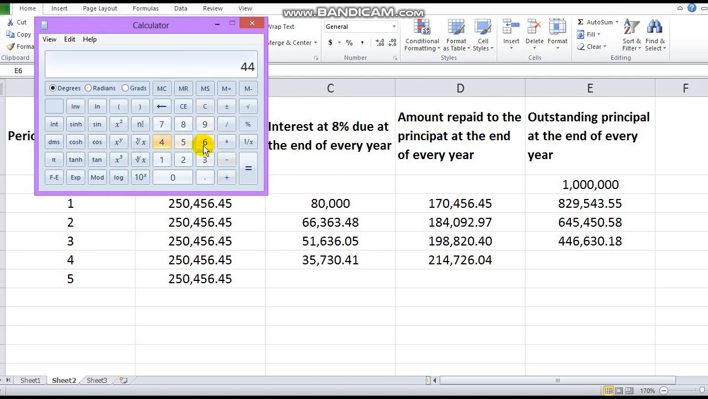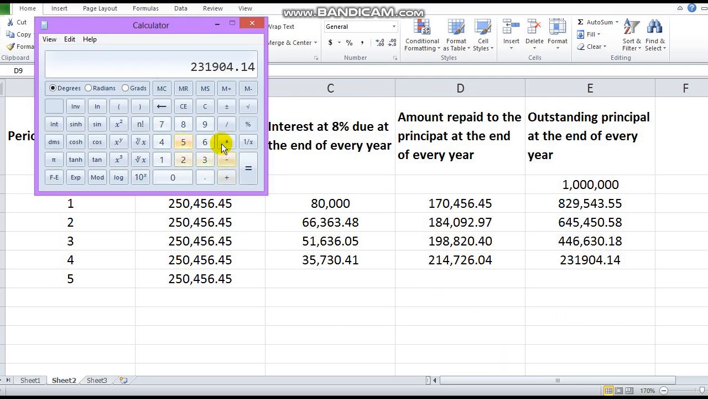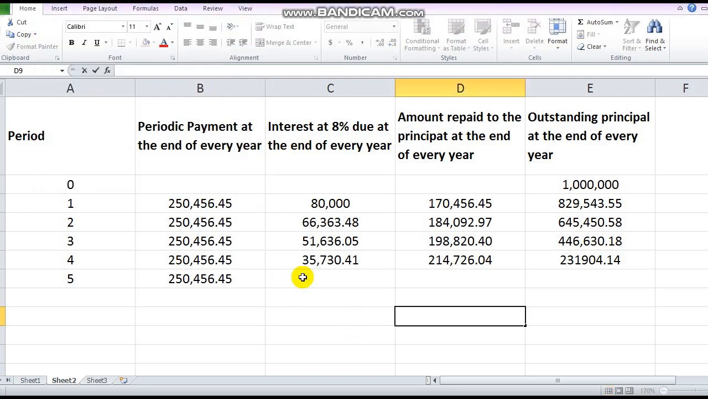So we will get 446,630.18 minus 214,726.04. Subtract it, we'll get 231,904.14. So our interest would be times 0.08 times 1, which is equal to 18,552.33.